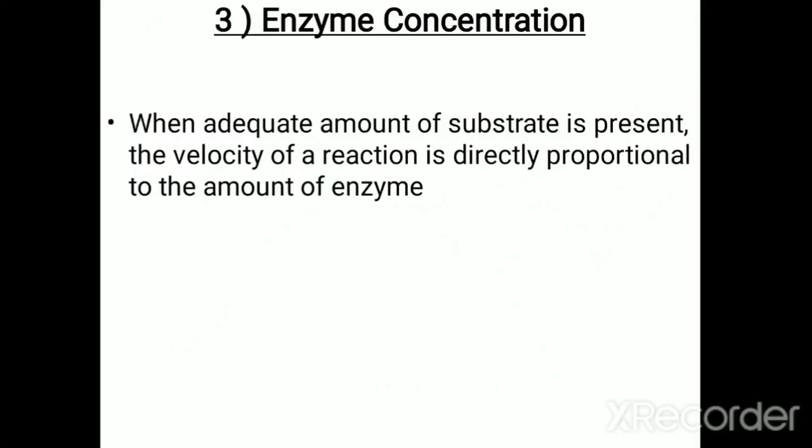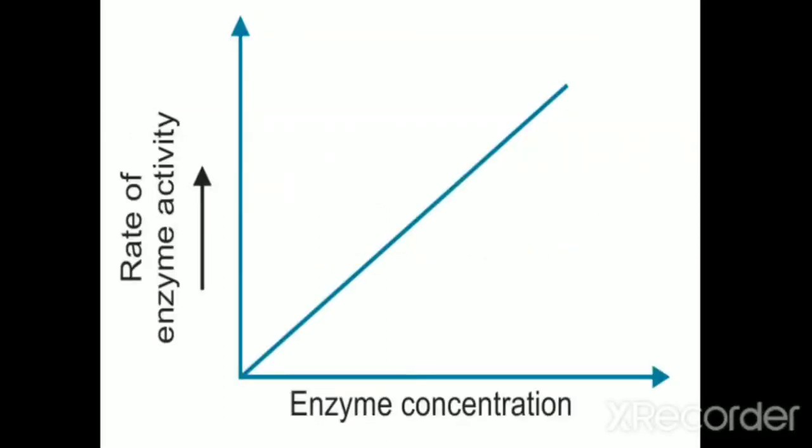Coming to the third factor, that is the effect of enzyme concentration on the reaction velocity. Whenever there is an adequate amount of substrate, the reaction velocity is directly proportional to the concentration of the enzyme molecule. So when we plot a graph of reaction velocity against the enzyme concentration, we will get a straight line. Only there is one criterion: there should be an adequate amount of substrate. So this graph represents the enzyme concentration against the reaction velocity. The enzyme reaction velocity is directly proportional to the concentration of the enzyme if there is sufficient substrate.